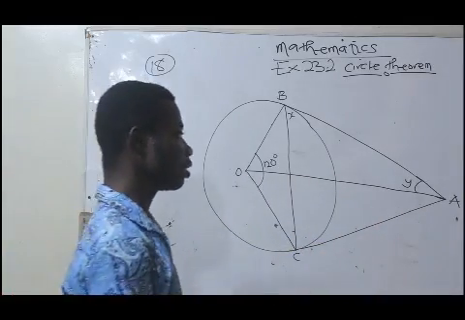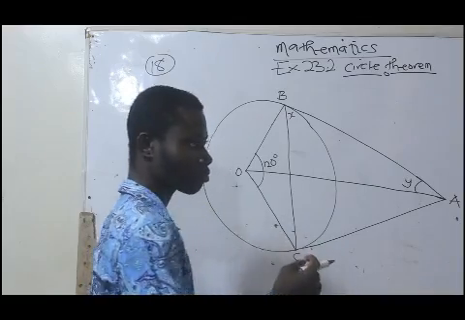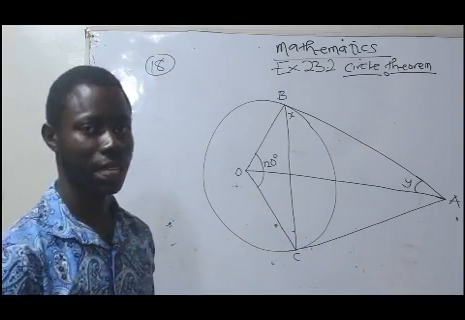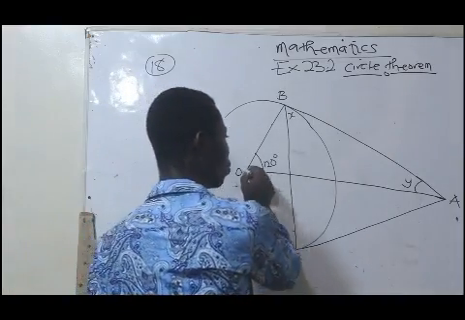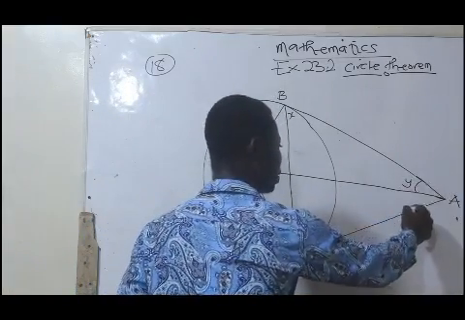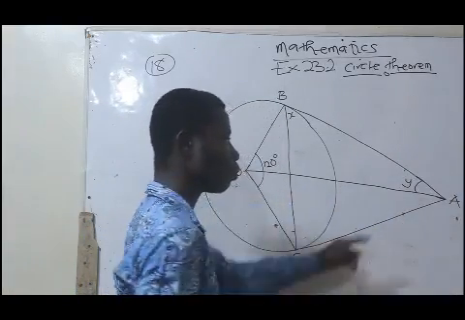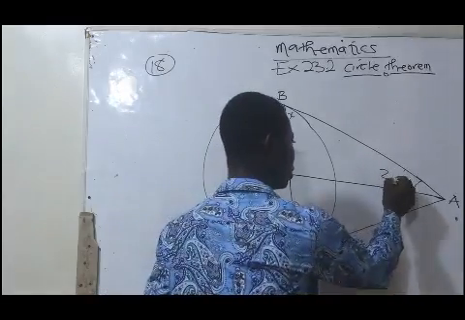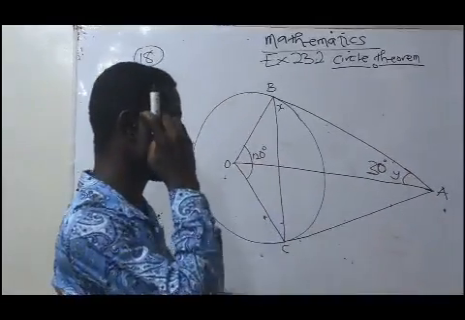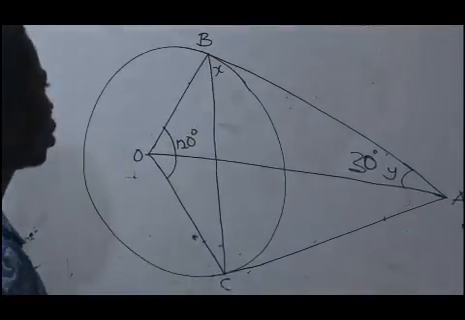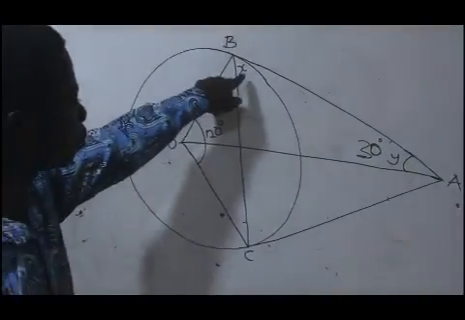But since a kite has one of its diagonals bisecting the corner angles, we know that this diagonal OA bisects the 60 degrees we have here. Therefore, y is going to be 30 degrees. Bisect it completely. Therefore, y is going to be 30 degrees. Now, we are left with x.